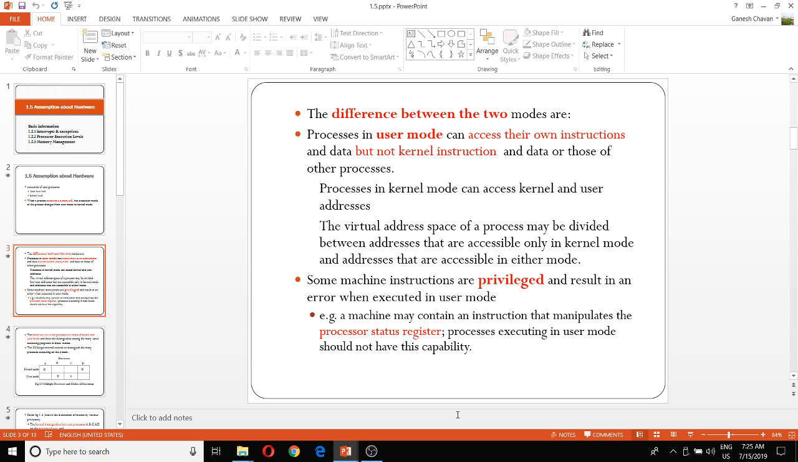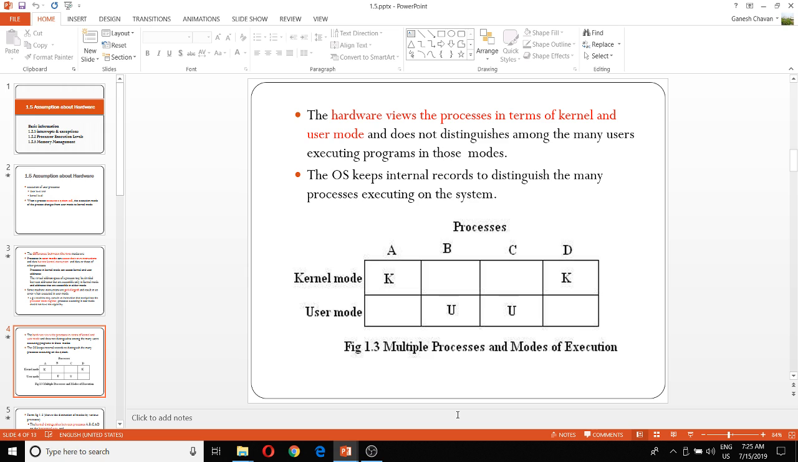Some machine instructions are privileged and result in an error when executed in user mode. For example, machines may contain an instruction that manipulates the process status register. Processes executing in user mode should not have this capability. The hardware views processes in terms of kernel and user mode and does not distinguish among the many users executing programs in those modes. The operating system keeps internal records to distinguish the many processes executing on the system.